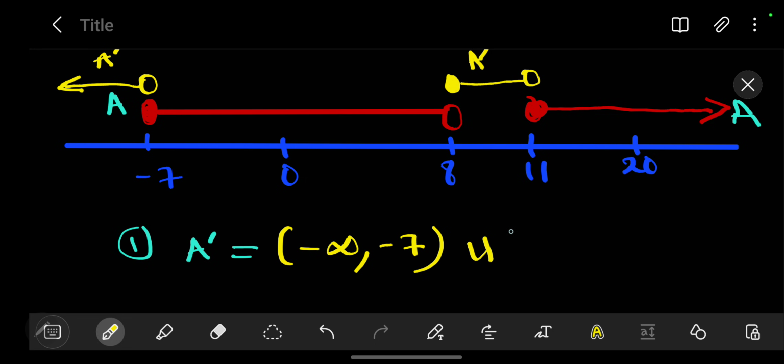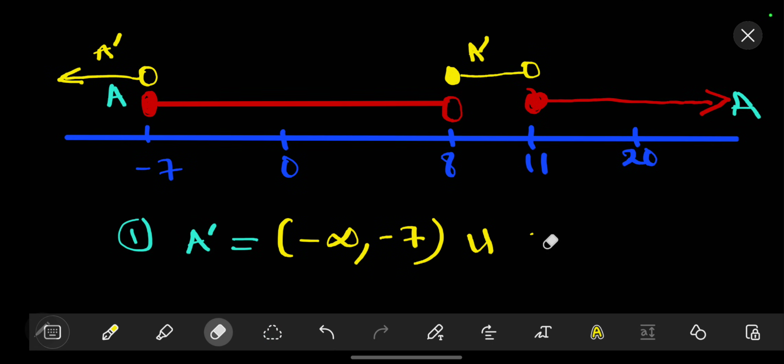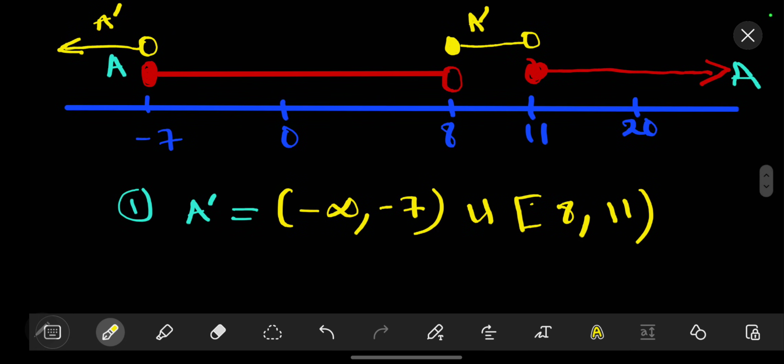Then say union. Then we have our 7, which should be included since it is shaded there. So we have our union of 8 included, then 11 is an open circle, so we are going to say 11 like that. This means we have labeled our A complement.